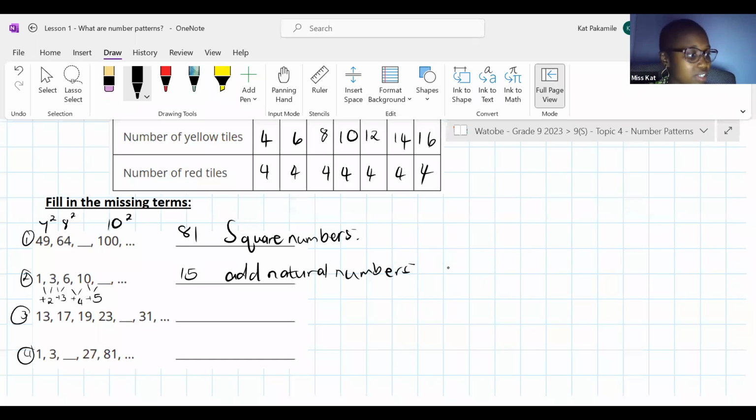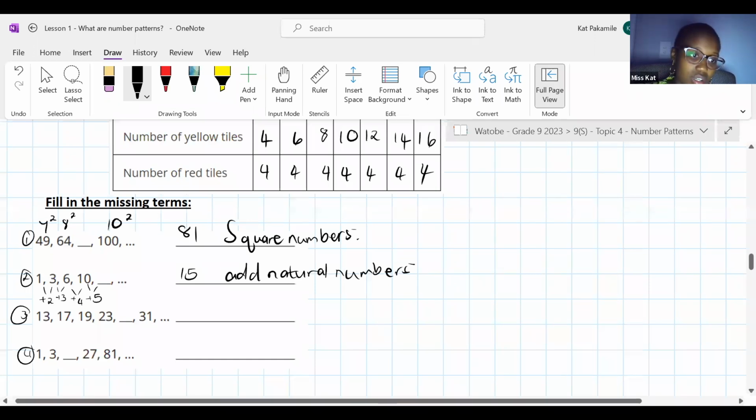13, 17. They're odd numbers. They're odd, yes. What type of odd numbers? Oh, they're prime. There we go. These are all prime numbers. So what's missing there? Tell me what's missing there. Pardon? What number is missing? Now that we know they're prime numbers, what would be a missing number?